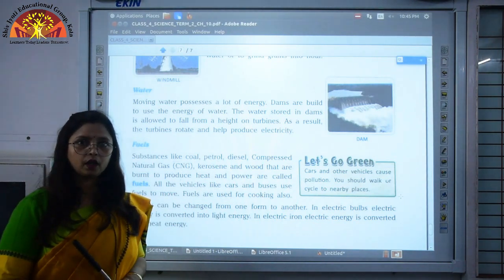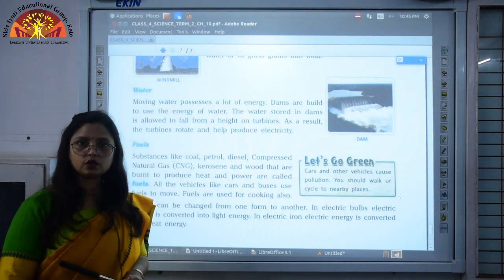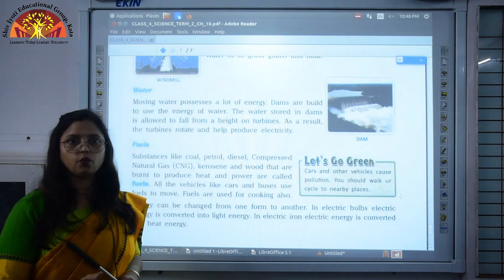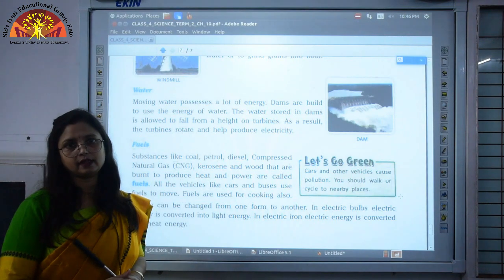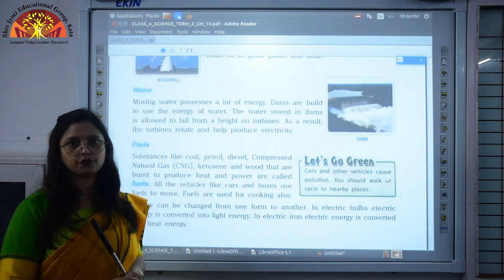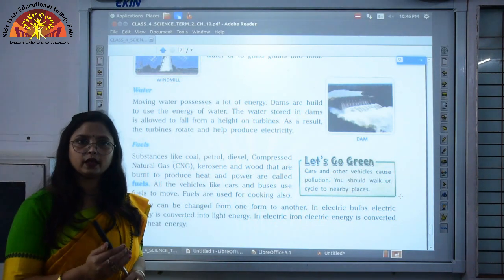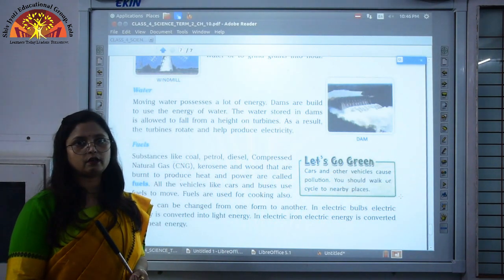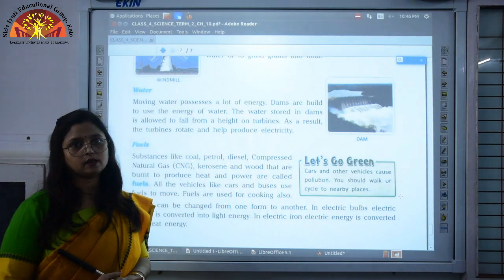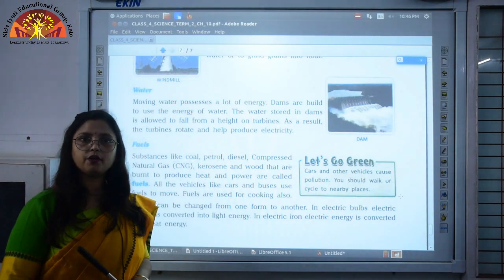Similarly, at your home, when your mother cooks food, so first of all what does she do? She puts on the gas. So what is she doing basically? In the cylinder of the gas, there is a fuel which is filled inside. When this fuel is burnt, heat energy is generated and this heat energy is used to cook food. So, these are some of the fuels as a source of energy.